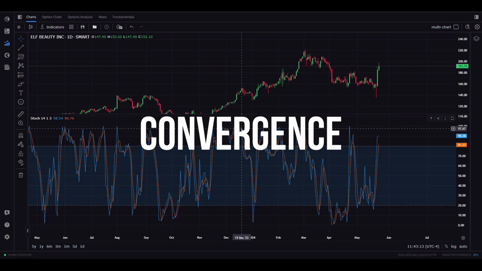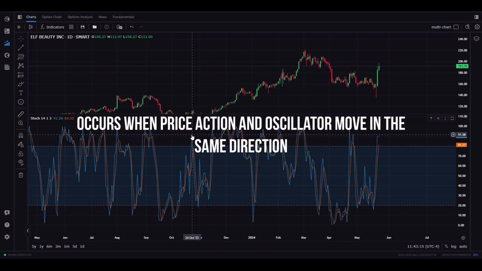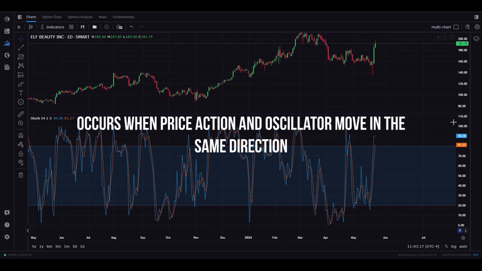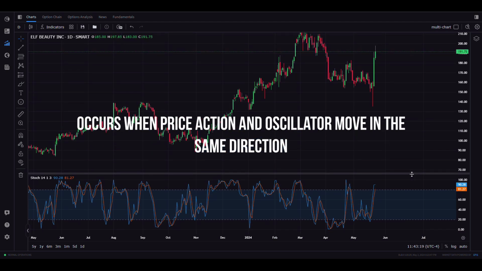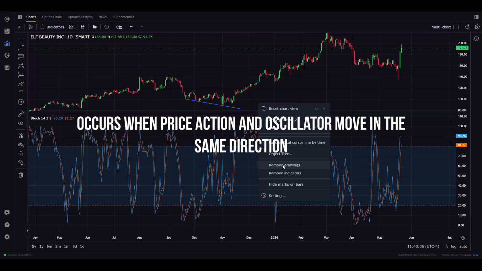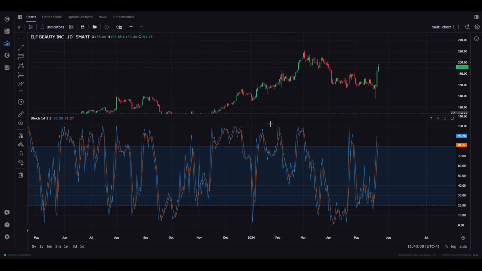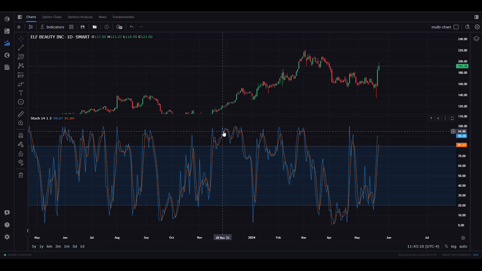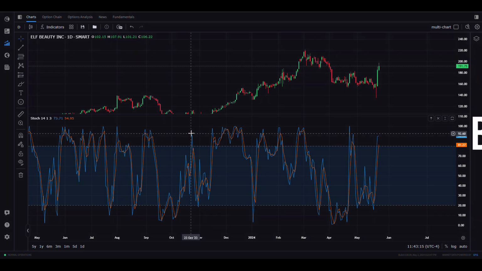Convergence. Convergence occurs when the price action of the asset and the stochastic oscillator move in the same direction. This suggests that the current trend is likely to continue. For example, if the price of the asset is making higher highs and the stochastic oscillator is also making higher highs, it indicates that the bullish momentum is strengthening. This alignment confirms the uptrend.